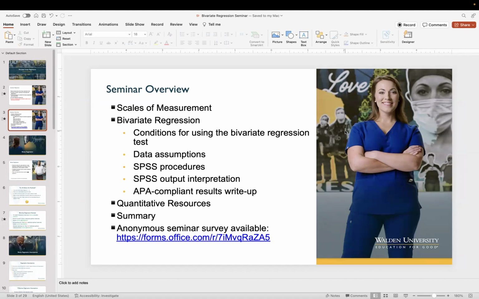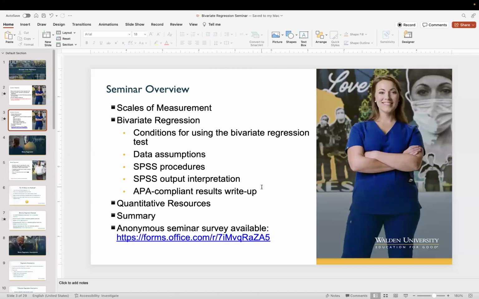And then we'll look at the output that was yielded from that procedure and understand how to interpret that SPSS output and take that output and put it into an APA compliant results write-up. Now, when we start talking about the results write-up, you'll see there's a plethora of ways that you can present the information, but I'm going to give you a very safe way that ensures all the required information is included.